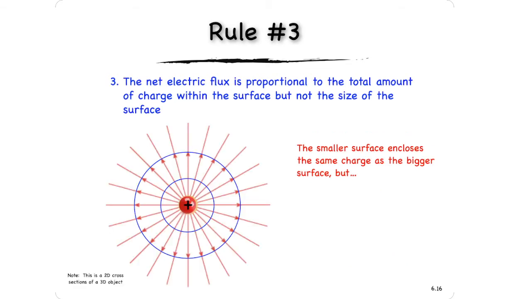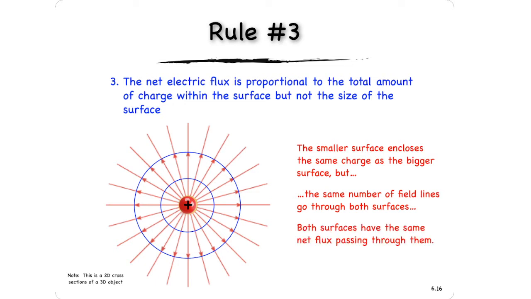Okay, rule number 3. The net electric flux through a surface is proportional to the amount of charge enclosed, but not the size of the surface. So if I draw a circle around a point charge and count the field lines that pass through that circle, it doesn't matter how big that circle is. We'll have the same number of field lines, because field lines just go on forever. Okay, so making the surface smaller doesn't change the flux through it if it doesn't change the amount of charge enclosed.